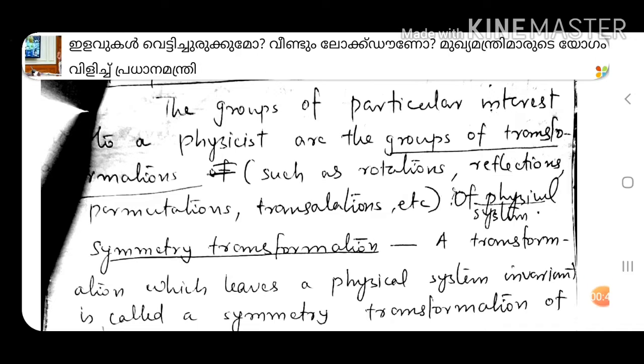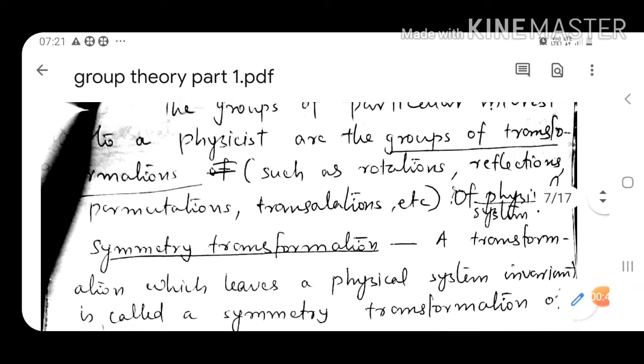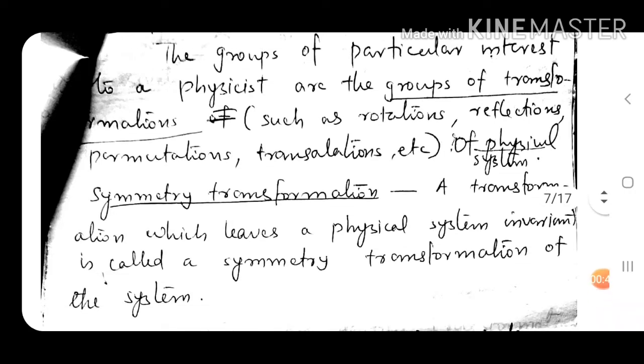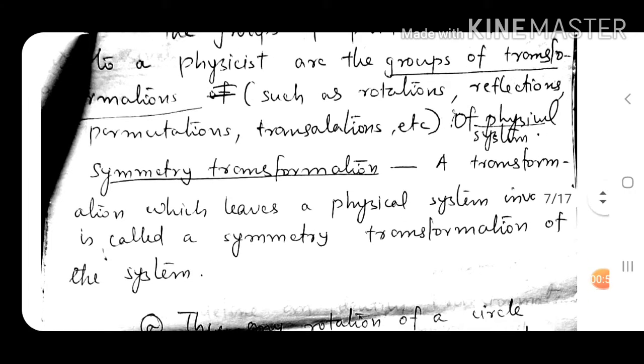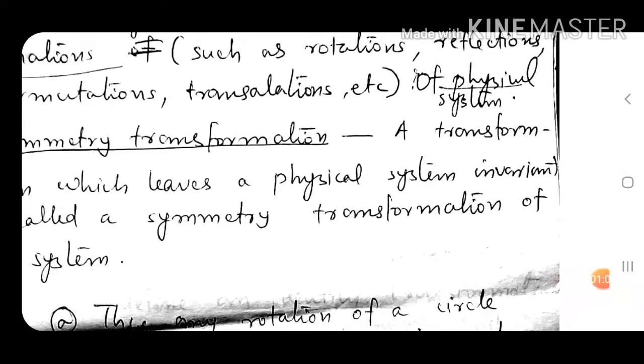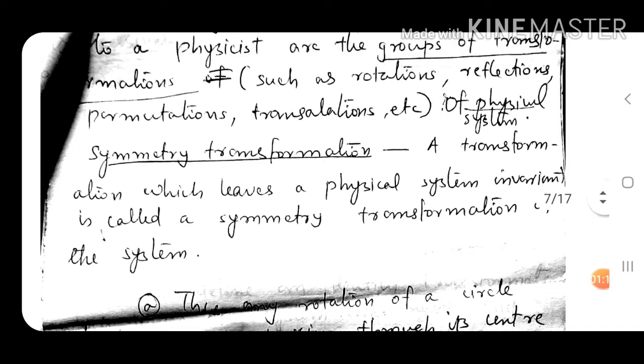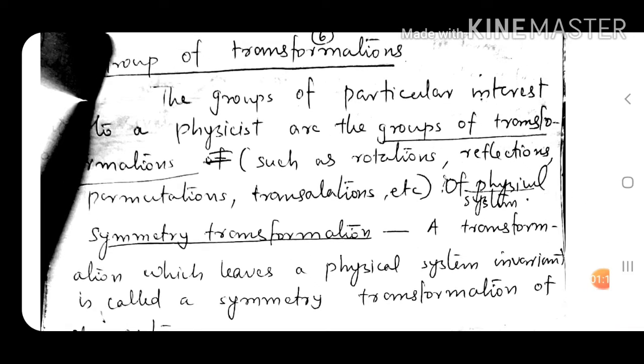Now, the symmetry transformations. A transformation which leaves a physical system invariant is called a symmetry transformation of the system. The transformations we know, rotation, reflection, permutation, translation, etc., are called the transformations of the system.